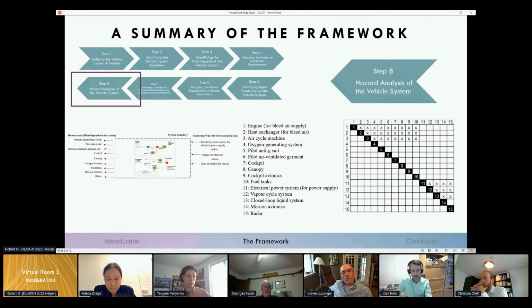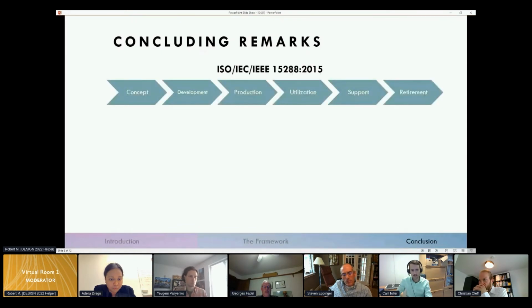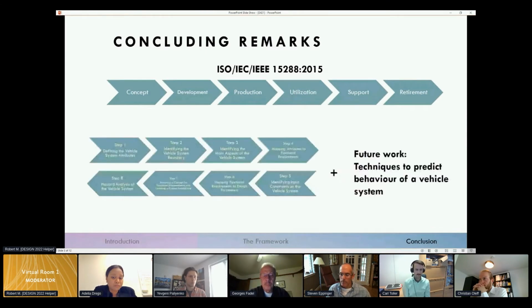The DSM can be used to identify redundancies for the ECS itself or for the systems that depend on the ECS. To address the complexities of vehicle system design at the aircraft concept phase, an 8-step framework is presented. The framework may be extended to include techniques to predict emergent behavior of a vehicle system.